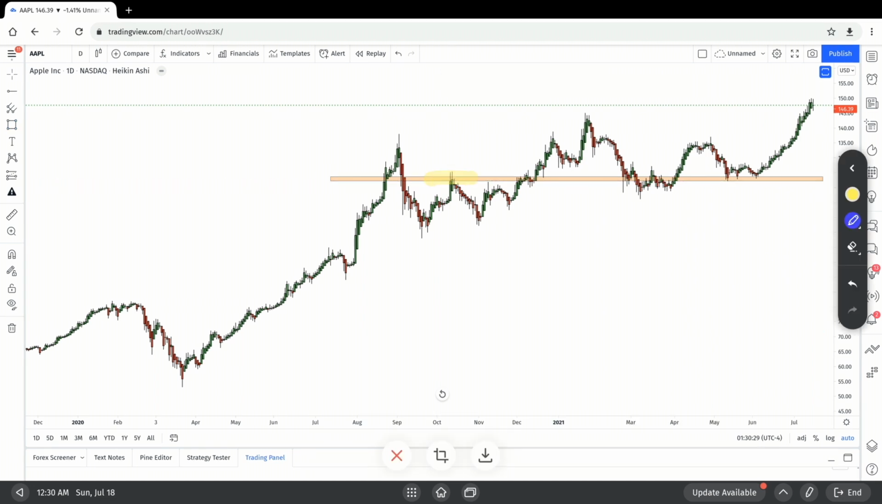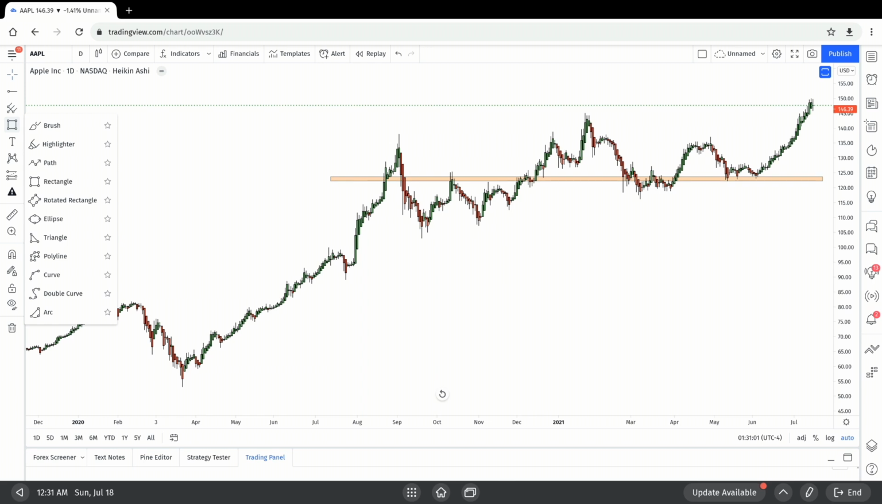We have a resistance here. These I would consider being resisted by the same area. You can see it got resisted here, then supported and resisted right there. It finally broke above it there, supported, and then took off. Okay, so we know that's a good point. So we want to keep her. Okay, now we're going to get another box. We're going to find another point.